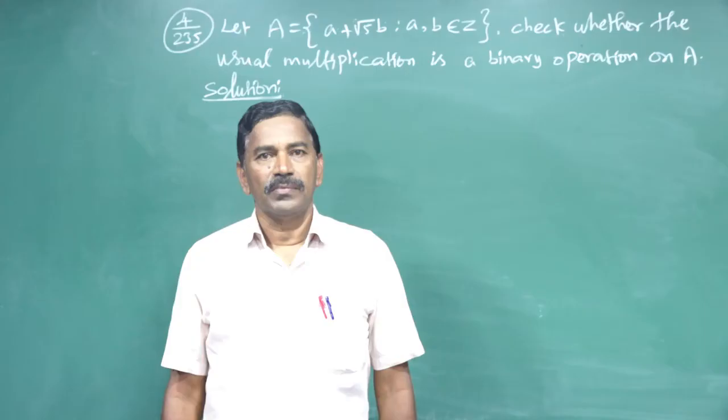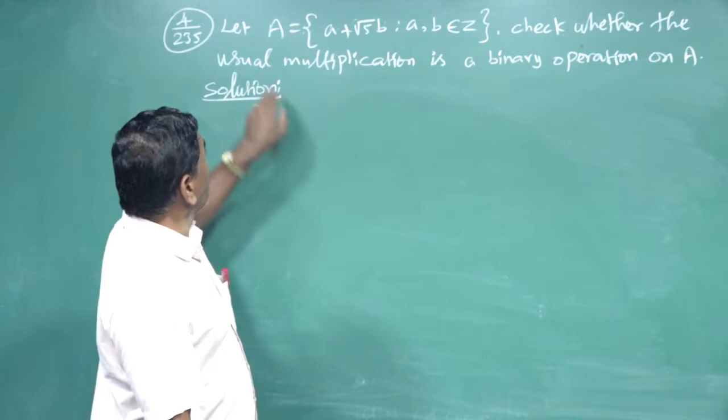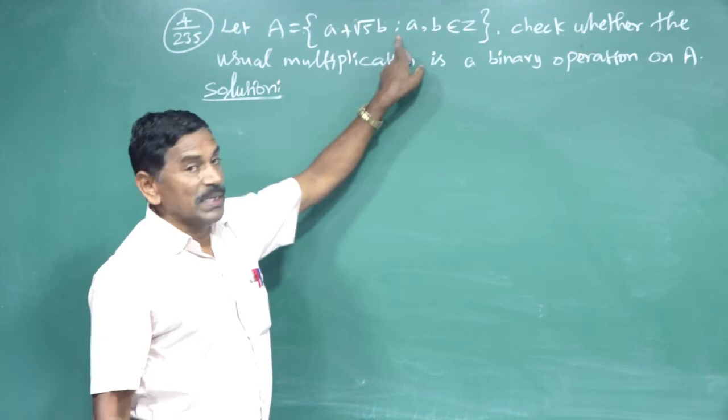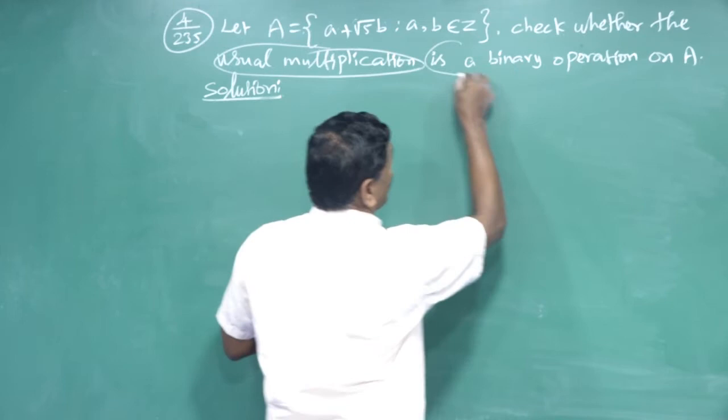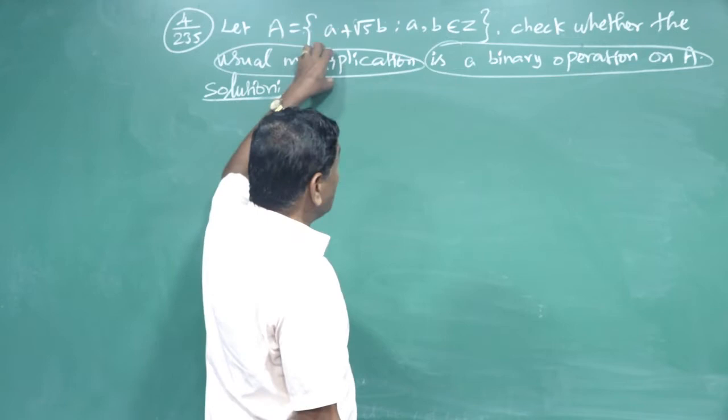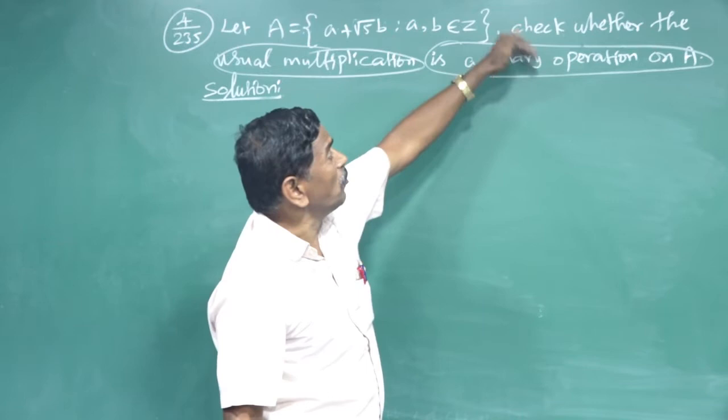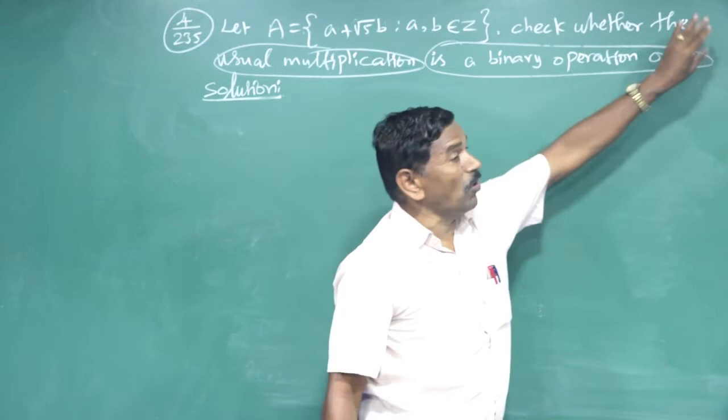Similarly, now the fourth question from the first exercise is: let A set is equal to a plus root 5 b such that a, b belongs to Z set. Check whether the usual multiplication is a binary operation on A. So here I want to find whether the usual multiplication is a binary operation on A or not. That is the question. We want to verify whether usual multiplication is a binary operation on the set A or not.